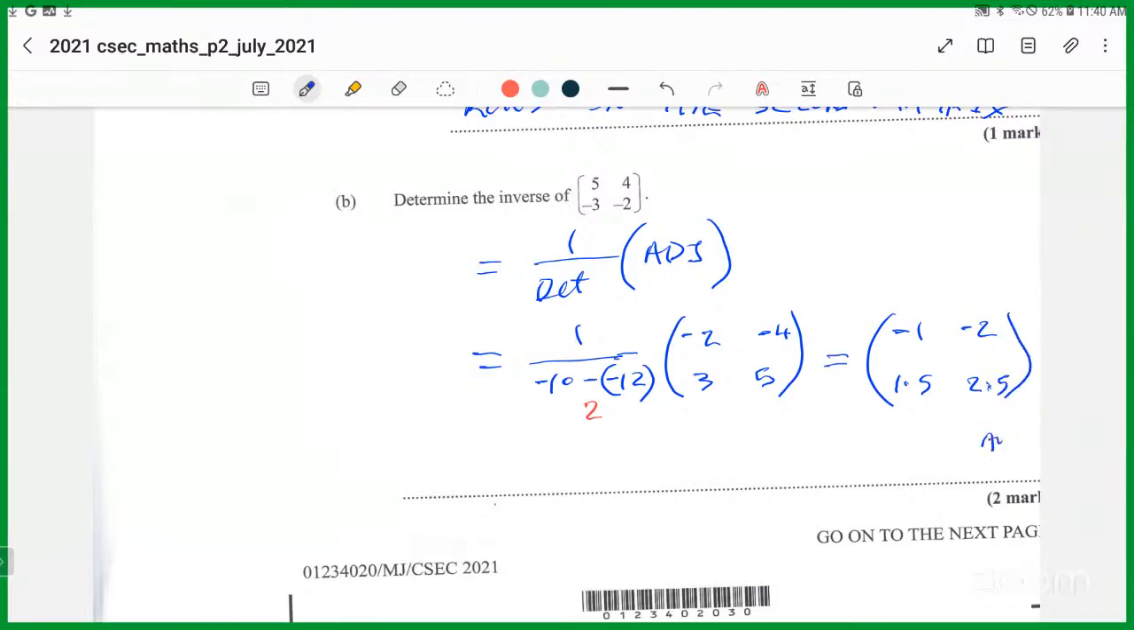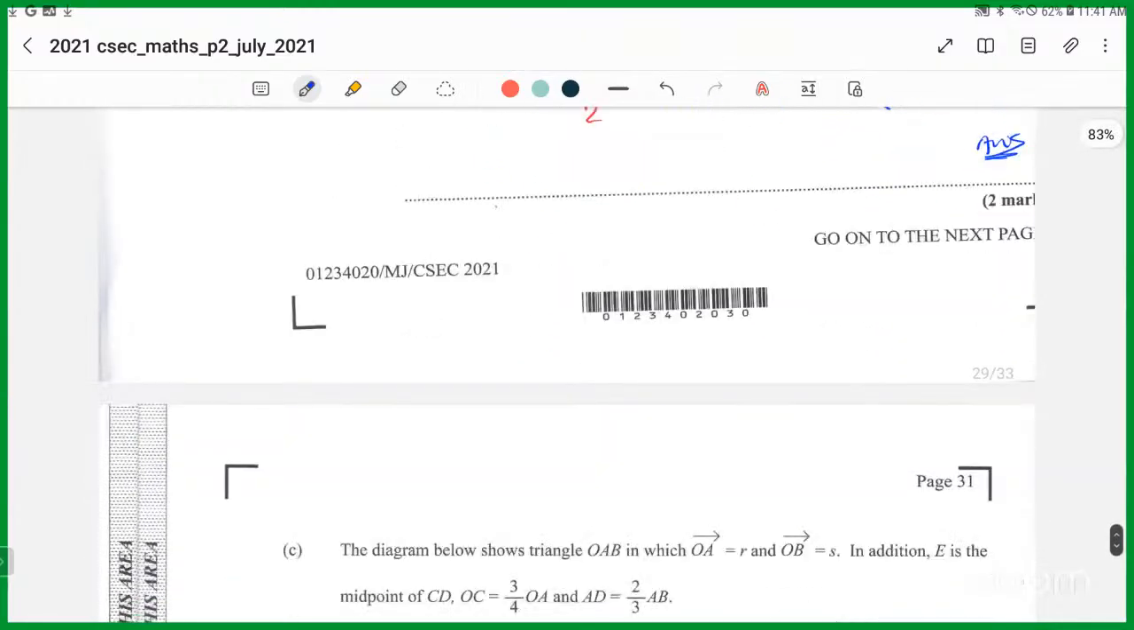That's the answer right there. But alright, with that calculation? Yes, sir. Alright, so this is a very easy topic.